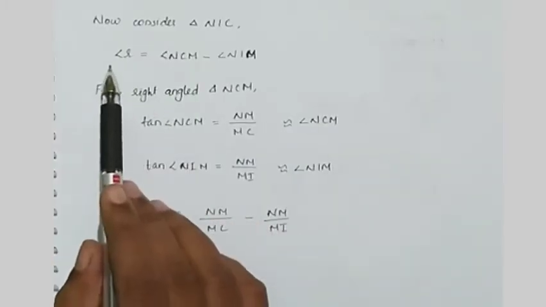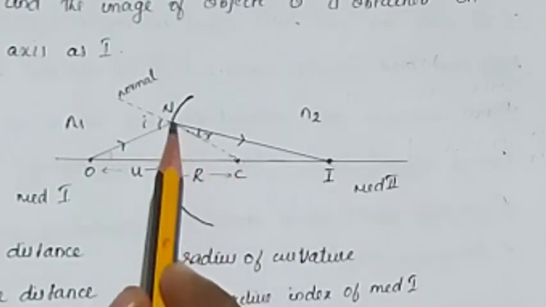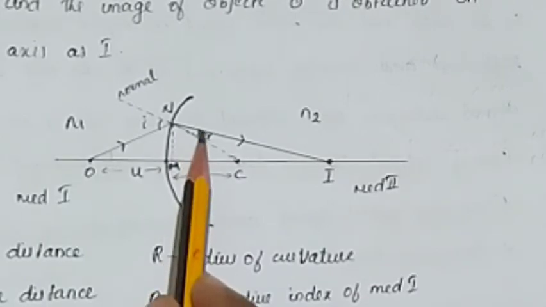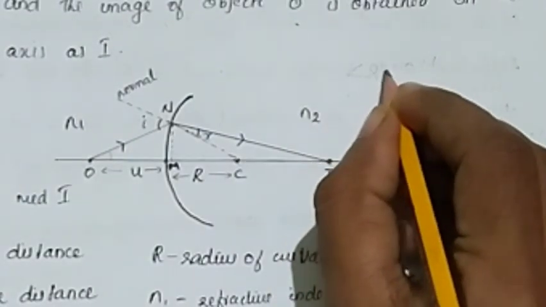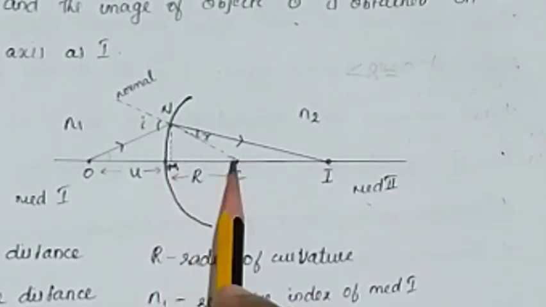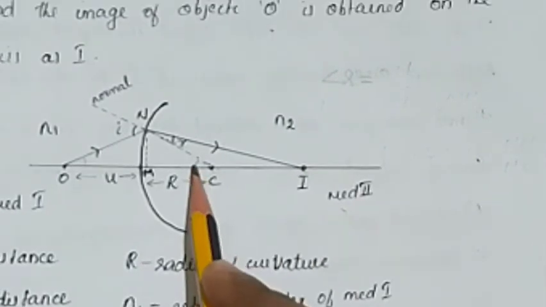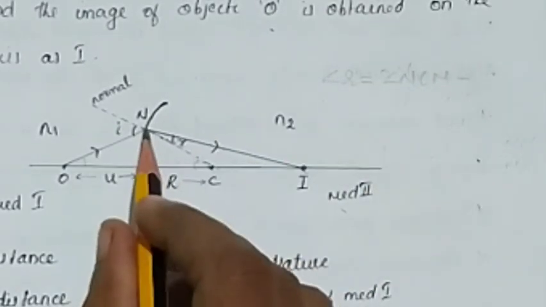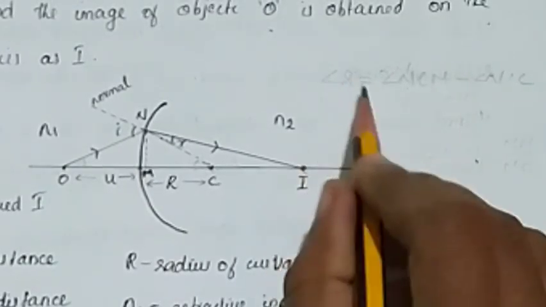Now coming to the angle of refraction. As we consider the triangle NIC, we can see that the angle of refraction R is one angle of the triangle, and we can write angle R as equal to the exterior angle minus the other base angle of the triangle. Here the exterior angle of this triangle is angle NCM. Therefore, angle NCM minus angle NIC is the angle of refraction.